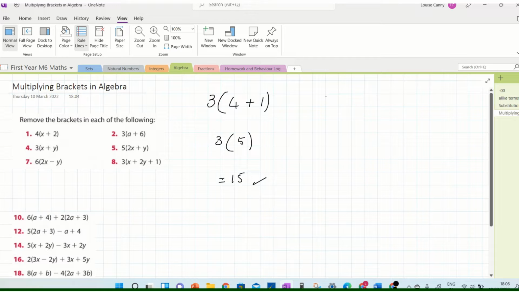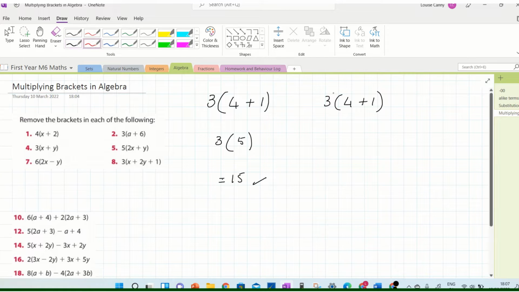Another way of doing this, if we look on this side, we say 3 times 4 plus 1. Well, if we were to multiply the 3 by the 4, and we were then to multiply the 3 by the 1, well, 3 by 4 would give us 12, and 3 multiplied by 1 would give us 3. I'm just going to put in little multiplication signs there to show that's what we're doing. And that's going to give me 15. So I get the same answer, okay?